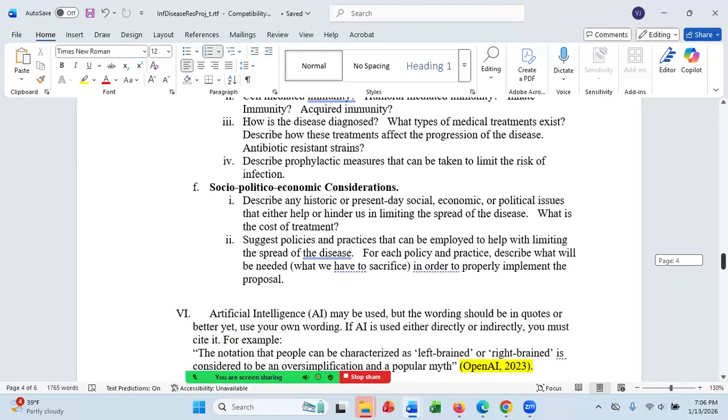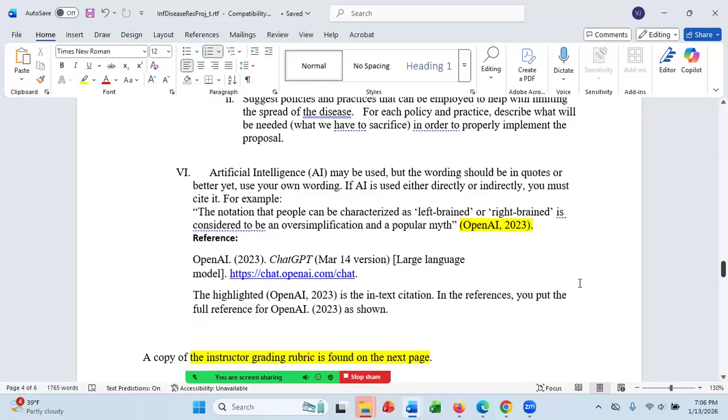You can use AI in this project, but if you use AI, you must put it in quotes and cite it. Even if you use paraphrasing, you have to cite it. Otherwise, you're going to be plagiarizing AI.